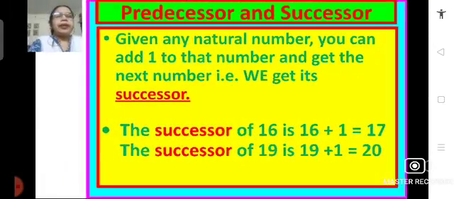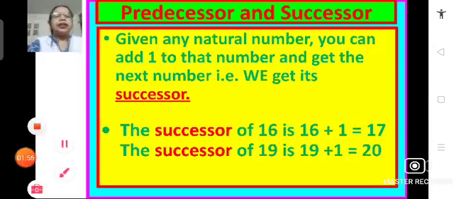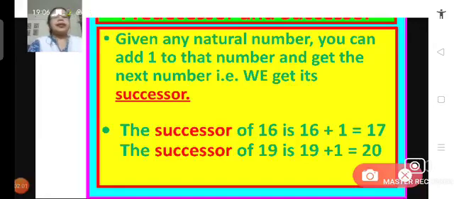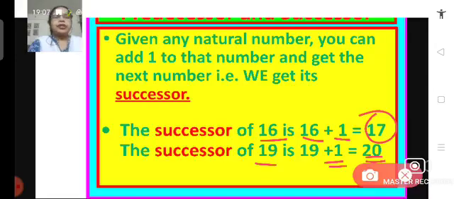Now how do we find predecessors or successors of natural numbers? Children, you have learnt earlier that when we add 1 to any natural number, we get its successor. For example, if we add 1 to the number 16, 16 plus 1, we get its successor, that is 17. If we want to get the successor of number 19, then we add 1 to the number and we get 20 as its successor. So to get the successor of any natural number, we add 1 to it.